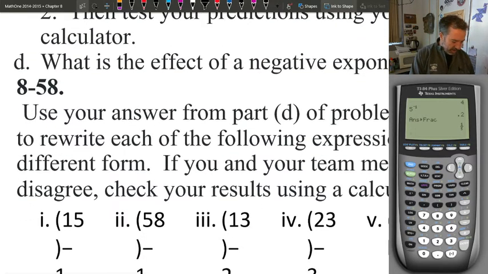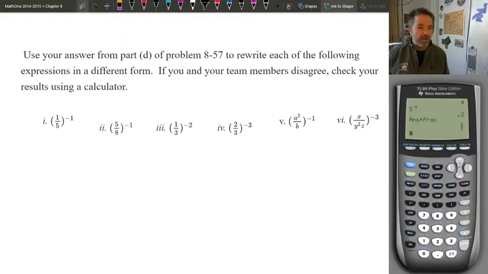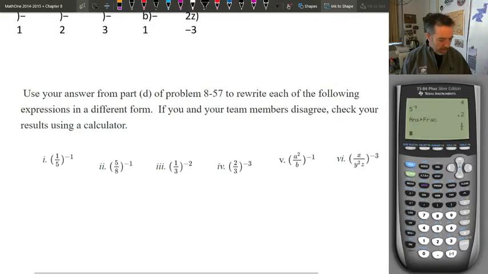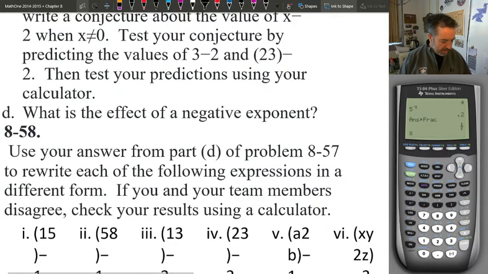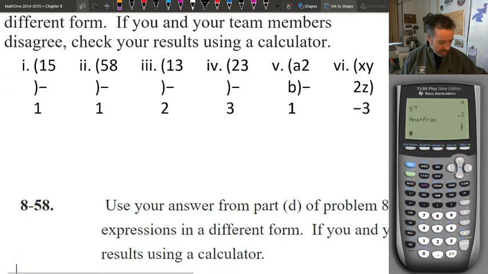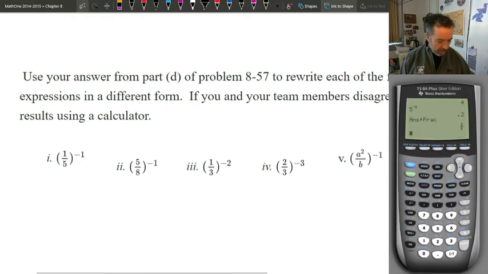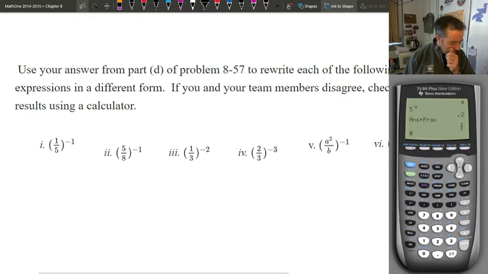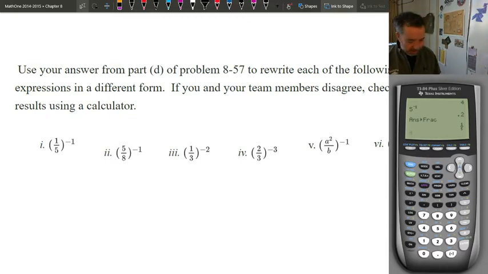Then let's grab a picture of this and look at question 85 together. So our instructions here are to use your answer from part D. And what was that? Well, we said, what is the effect of a negative exponent? And I said, it makes a reciprocal, right? So I raised it to the power, but then it's the reciprocal of it. Use your answer from part D of problem 57 to rewrite each of the following expressions in a different form. If you and your team members disagree, check your results using your calculator.